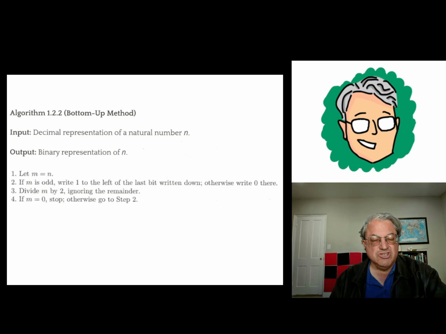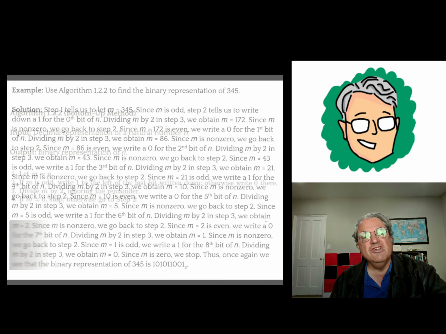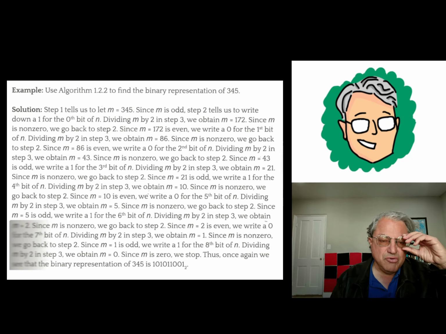And then you just do as you did before. So you look at the new number, you see if it's even or odd, and if it's odd, you write a 1. If it's even, you write a 0. Keep going like this until you're left with 0. And then when you're done, you'll have the binary representation of the number you started with. Kind of a neat algorithm. I think it's easier than the top down. And I think most computer algorithms that convert decimal to binary do it this way because I think it is more efficient.